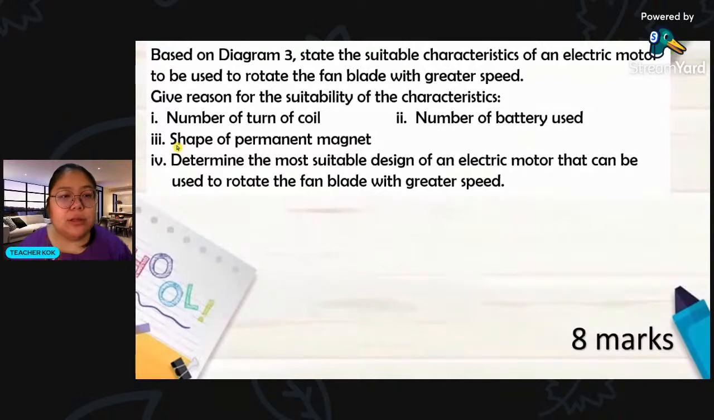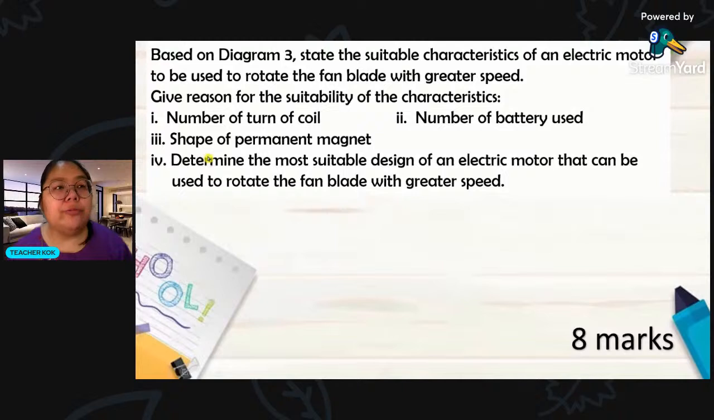So this question is only 8 marks. That means number of turns 2 marks, number of batteries 2 marks, the shape of the permanent magnet also 2 marks. Last one, you need to choose which one should be the best. After that, explain again. So for this kind of question, please use table form. One part you write the characteristic and the other part you write the explanation. From here, I just show you number of turns, I surely need more.